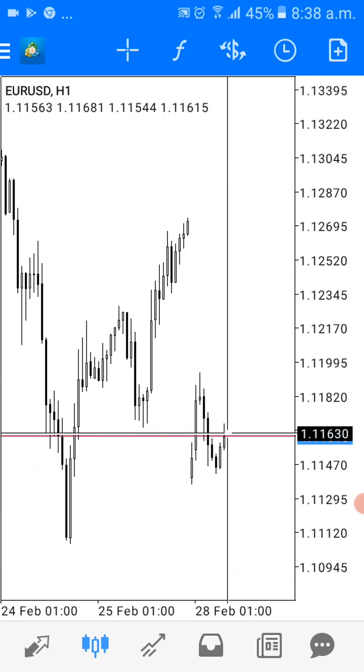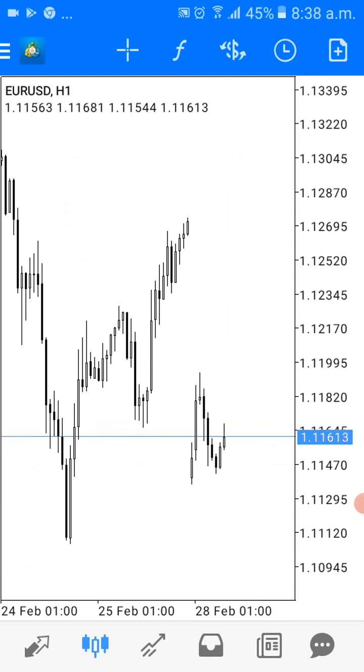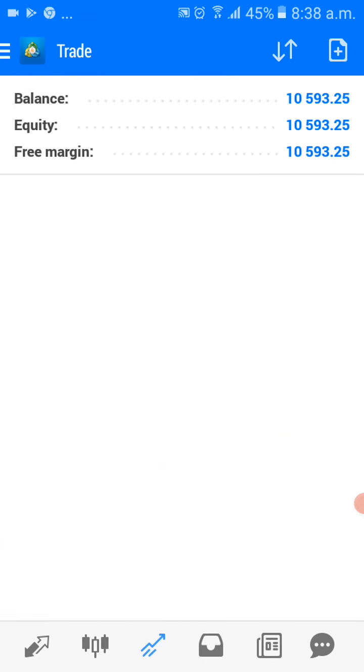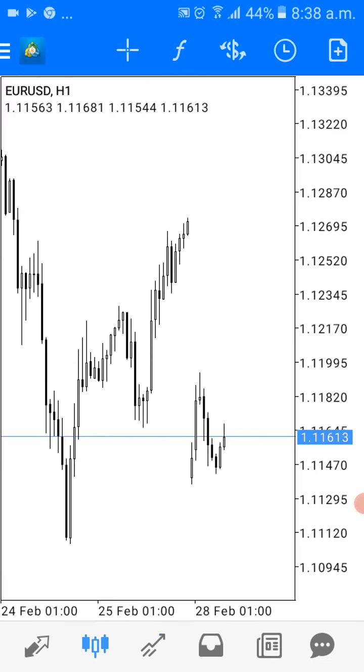So currently right now, this is 8 a.m. It's like 2 hours before the London session opens. So I personally will be looking for a buy setup. And now in this account I got $10,500, and I'll be taking a position risking the $500, the whole of it. So I'll be taking a buy position.